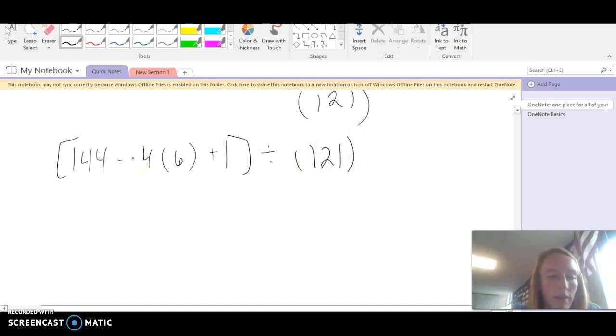Now I need to solve these brackets. In order to do that, I'm going to need to look at my PEMDAS. I have subtraction, addition, and then we know that when there's a number backed up to a parentheses, it really means multiplication. So it looks like I'm going to do that multiplication first. 4 times 6 is 24. I'm going to drop everything else down with it.